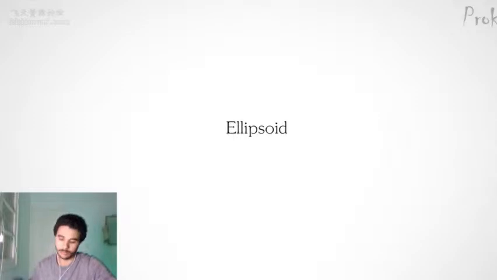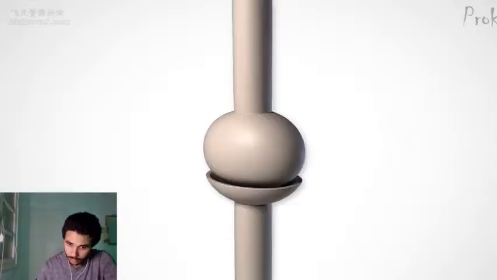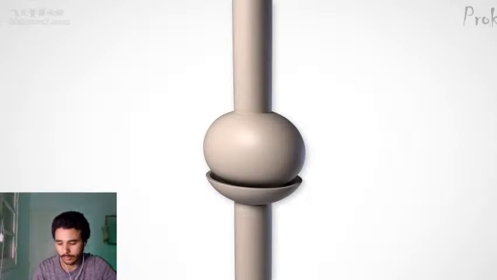The ellipsoid joint. Wait, so it's going to call it transform and rotation in all. Well, I mean, not transform, obviously, but rotation in all directions.